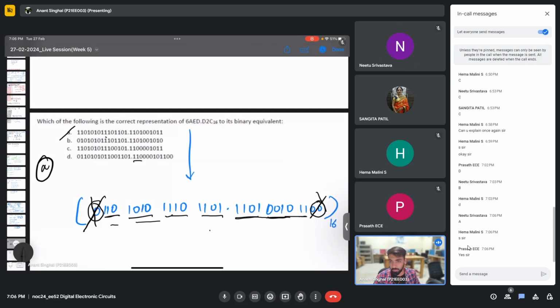This is a basic binary conversion. So I hope it is clear. Let's move ahead.